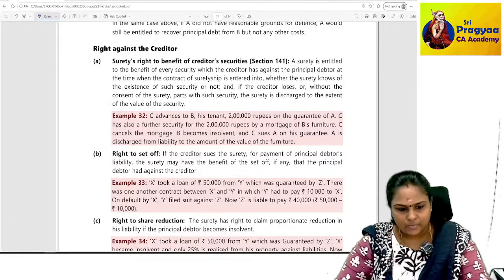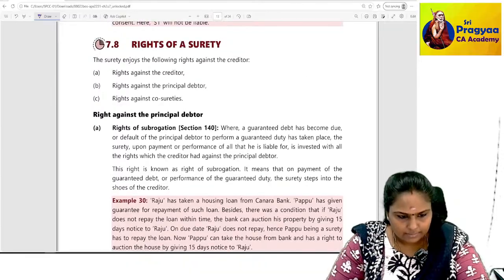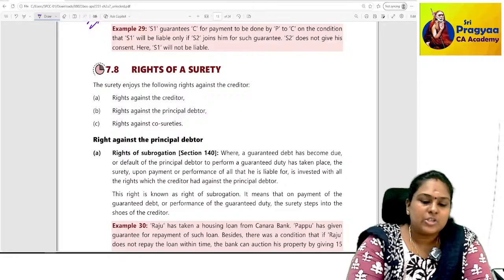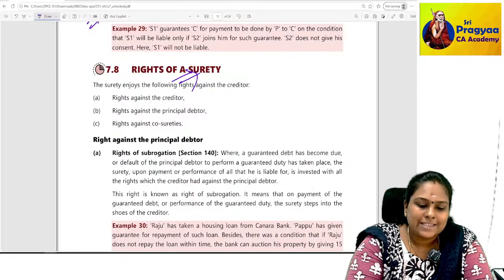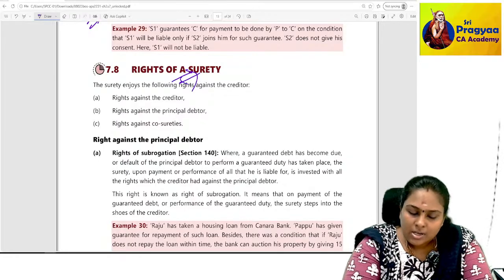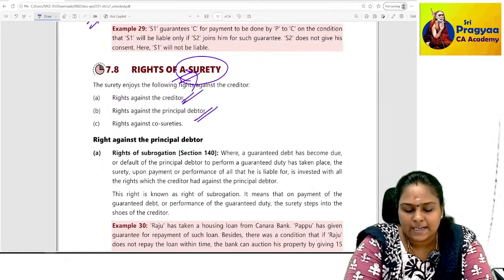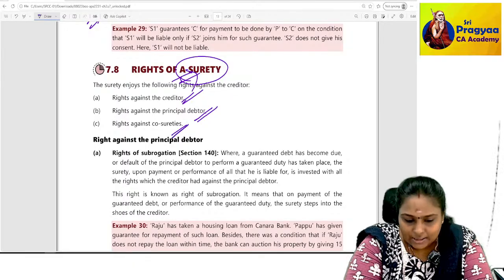Okay, so let us start with the next area, which is rights of a surety. Now, under rights of a surety, we are going to study his rights against three parties: surety's right against the creditor, surety's rights against the principal debtor, and surety's right against co-sureties.